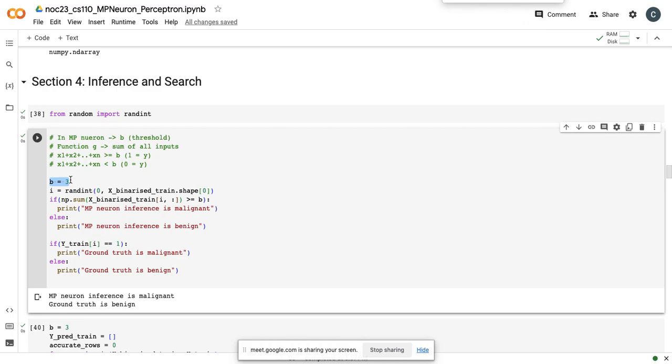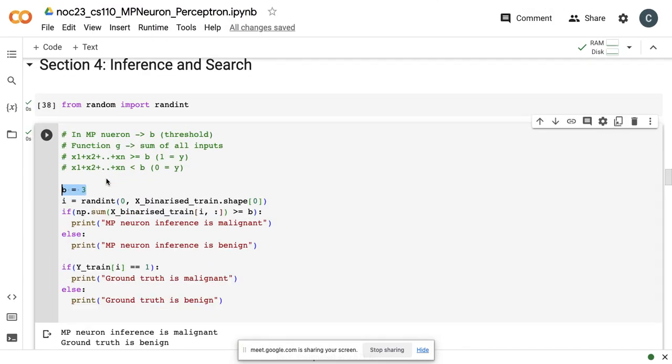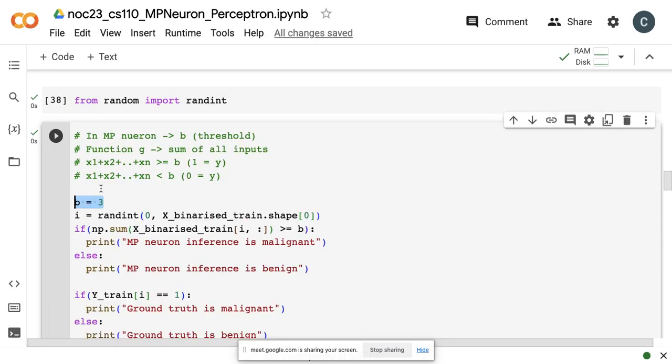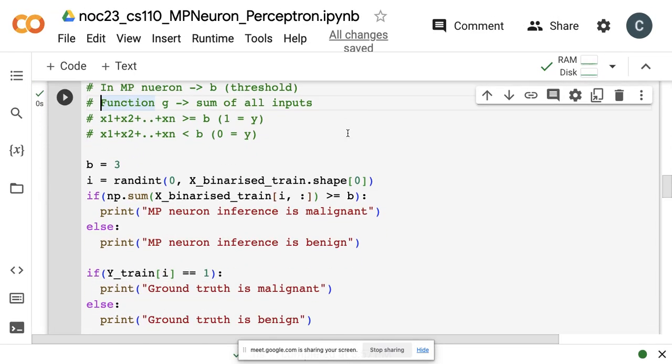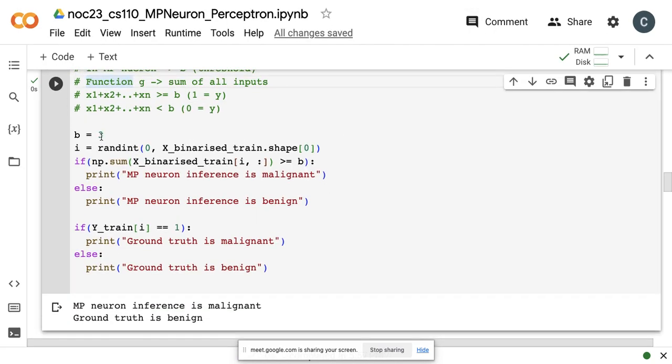Let me increase the font. Okay, yes, that will be fine. So if we take b equal to 3 as a random threshold value, then we can find out what the MP neuron inference is, that is the model we are building, and how it compares with the ground truth.